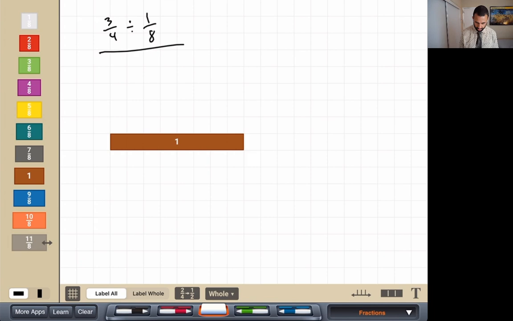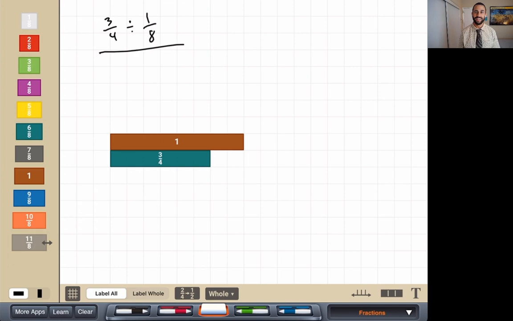It's not reducing. Let's see. Okay, right here. There we go. So I have to lay it actually on the board. That's another glitch. I have to actually lay it on the board before it changes the option to reduce or not. So that's 3/4. And the question is, how many eighths fit inside?